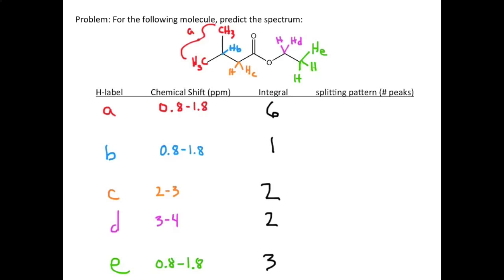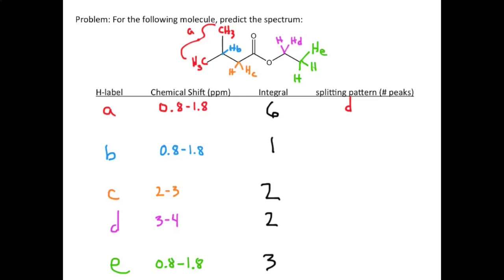Splitting pattern. I'll take H to sp3 carbon. How many neighbors away? I look at either one of these, not both. H to carbon, how many hydrogens are attached to the carbon next to it? Well, there's only one. So that means that this signal, if there's one neighbor, will be split into 2 peaks. That is going to be a doublet. If I look at the H in blue, 1 carbon, how many neighbors do I have? There's 3 here, 3 here, and 2 here. So there's going to be 8 neighbors that we have.